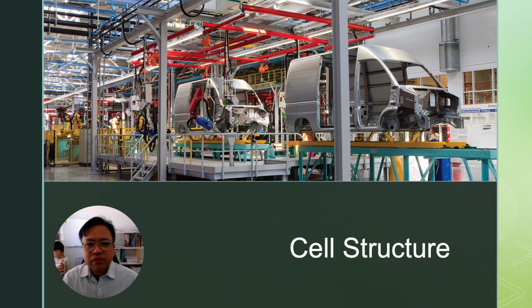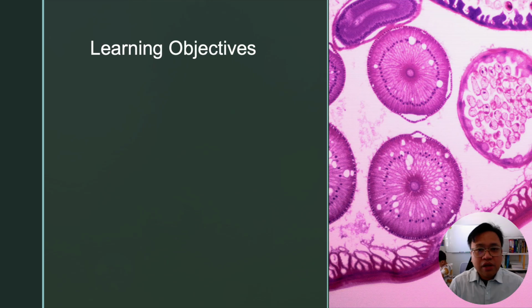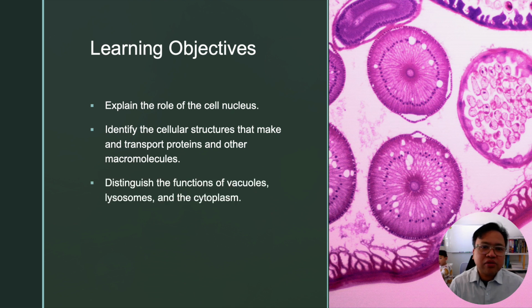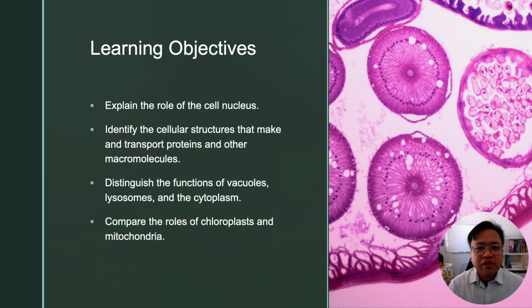In this section, we will explore the different parts of a cell and how they work together to keep the factory of life running smoothly. Here are the learning objectives for this lesson. Explain the role of the cell nucleus, identify the cellular structures that make and transport proteins and other macromolecules, distinguish the functions of vacuoles, lysosomes, and the cytoplasm, compare the roles of chloroplast and mitochondria, and describe the role of the cell membrane.